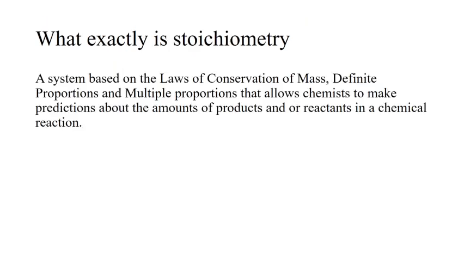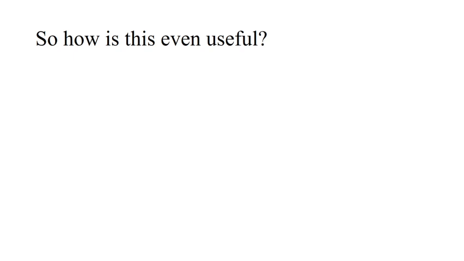So, like balancing chemical reactions, stoichiometry is also based on the law of conservation of mass, but it also is based on the laws of definite proportions and multiple proportions. And essentially, this allows chemists to make predictions about the amount of products and/or reactants in a chemical reaction. So, why would we even care?